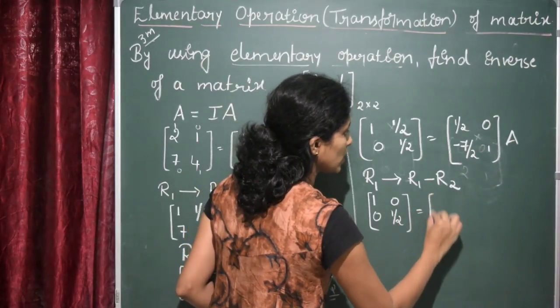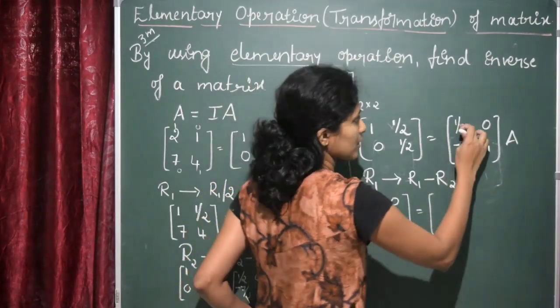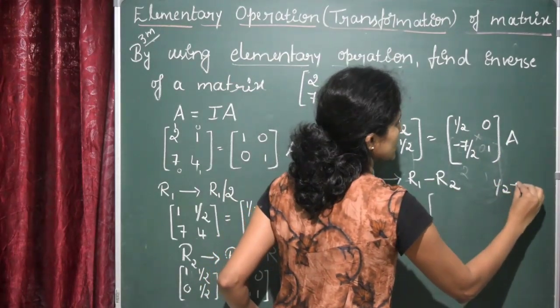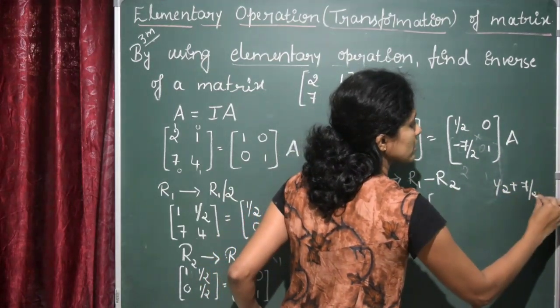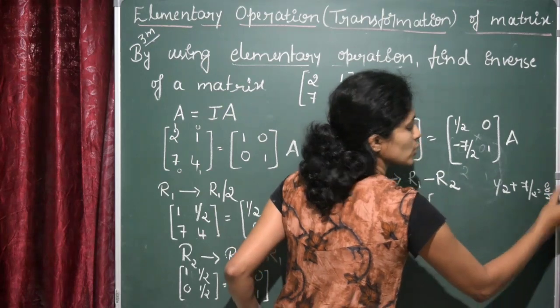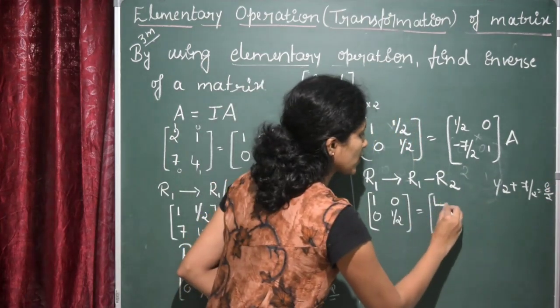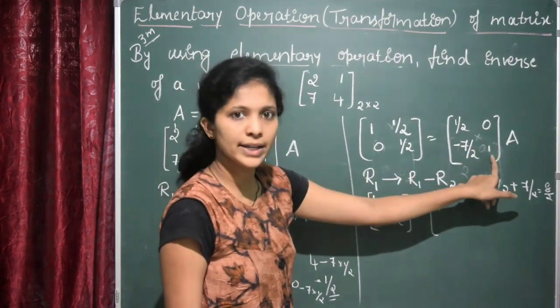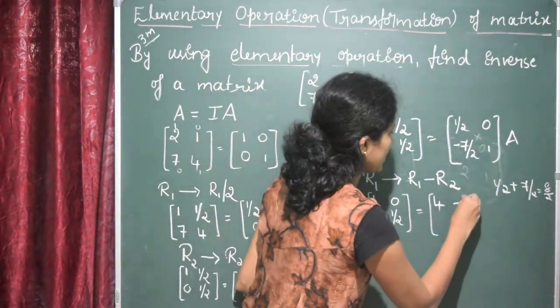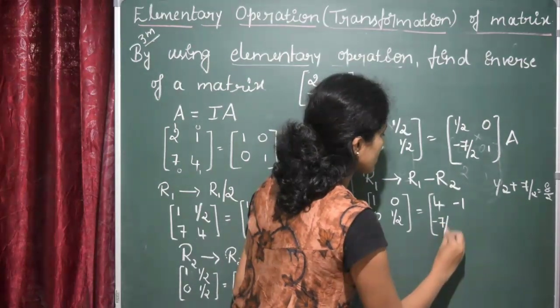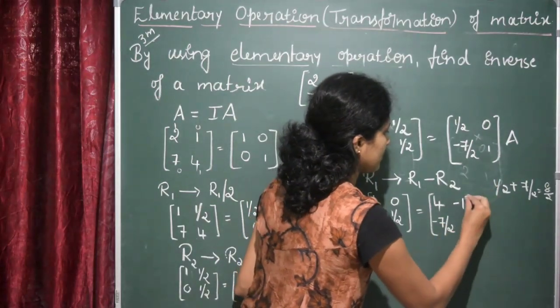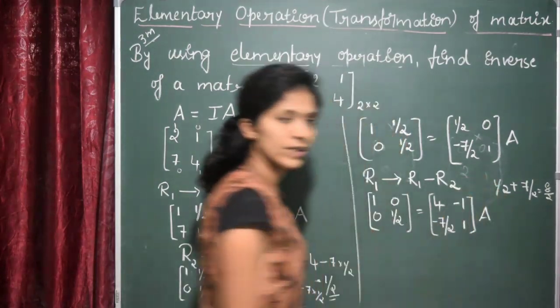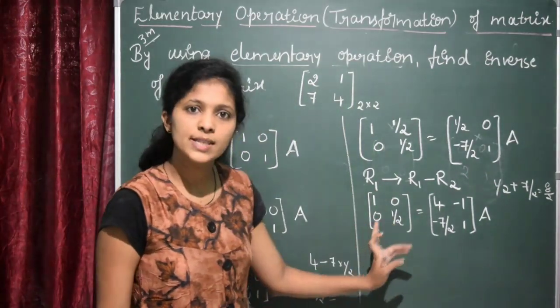Now this is 1 by 2 minus of minus 7 by 2, so plus 7 by 2. 7 plus 1 is 8 by 2. So 8 by 2 will be equal to 4. I hope you are understanding this one. So next, 0 minus 1, so it is equal to minus 1. The last is as it is, minus 7 by 2 and 1 into 8. Now here we got 1, 0, 0 and 1 by 2.